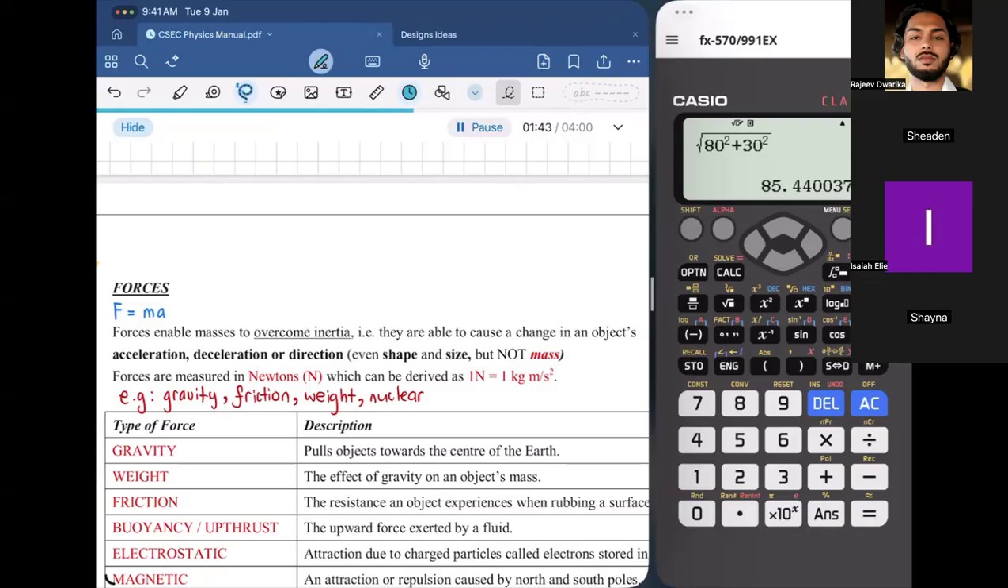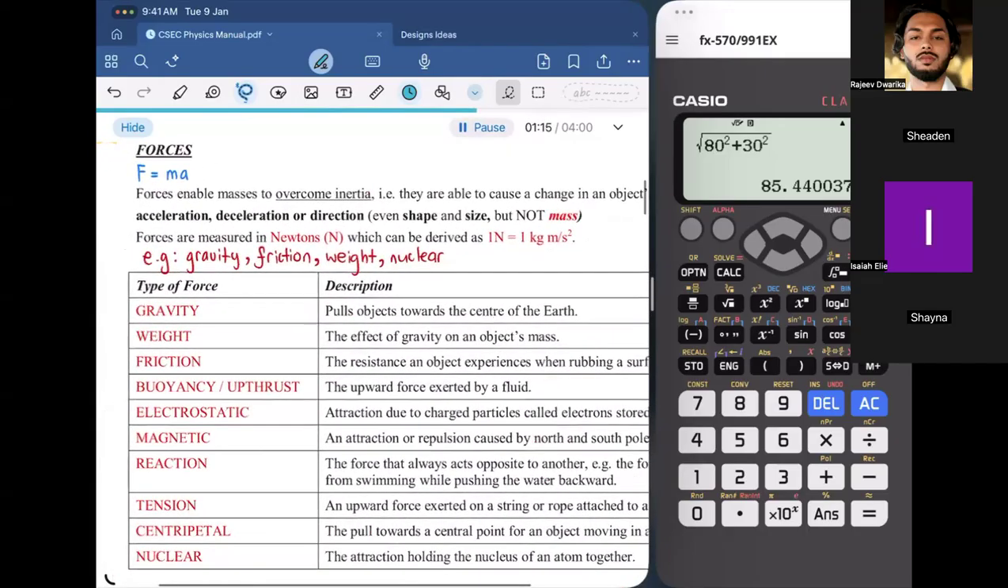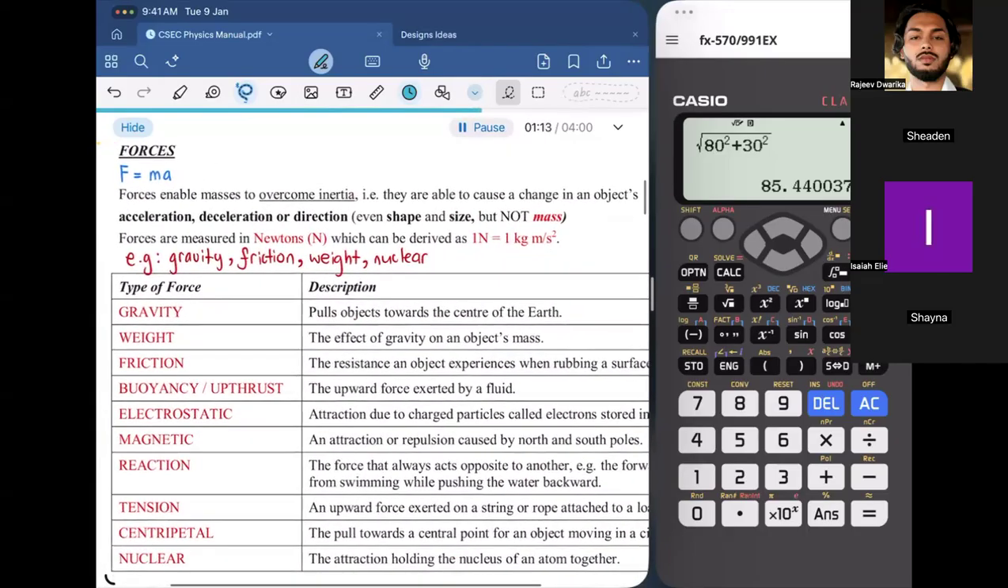Shay, are you finished copying on everything? I'm just copying down the types, not the definition, just the types. Okay, cool. So can you scroll along so I can see the rest? Oh, you want to copy the rest? Okay, sure. You don't have to, but yeah, go ahead. So those are all the types of forces.